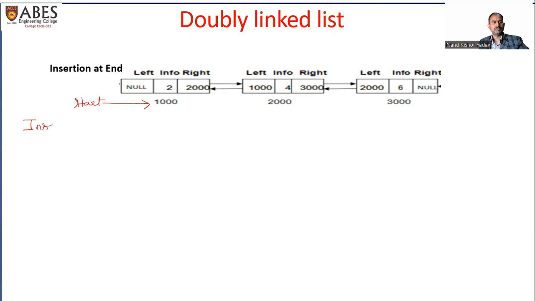So, insertion at end. Here we have to write the start variable which is given to us, start comma data, which is assigned when the new node is created. Now begin algorithm. The first step, what we have to do.